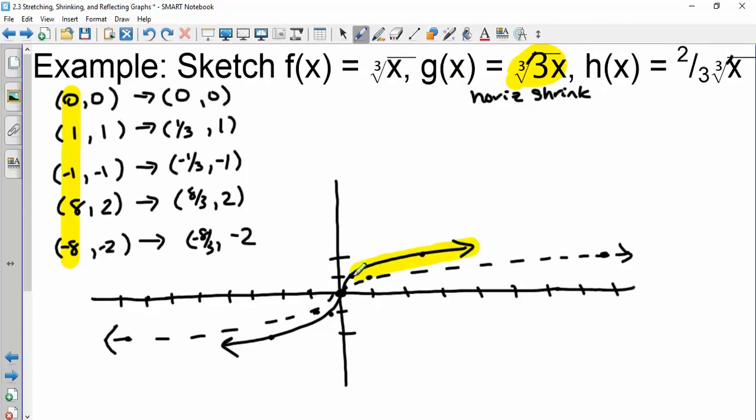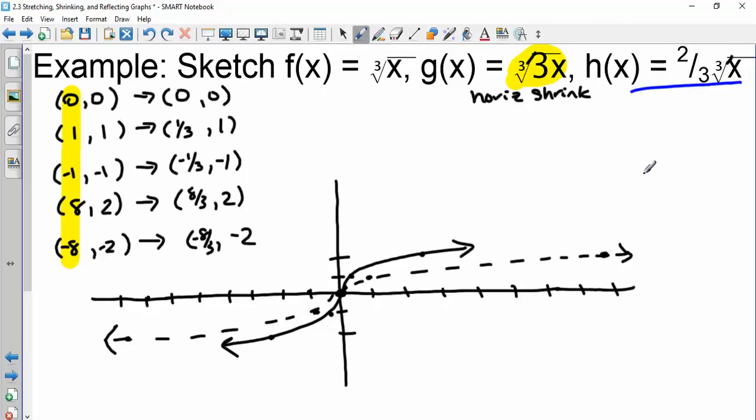And so it looks like this. So that 3 on the inside is a horizontal shrink. It's like you put a tack in the middle at 0, 0, and then you just compress it. You push it in from the ends. Alright.